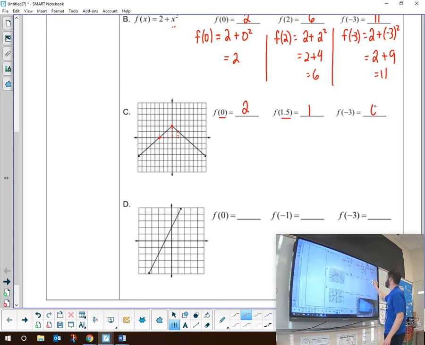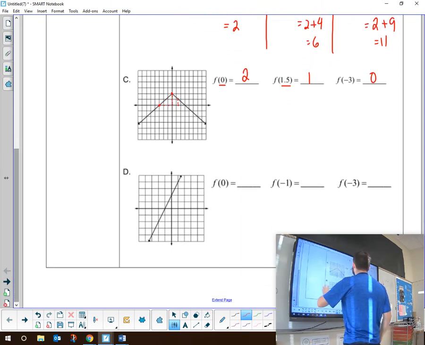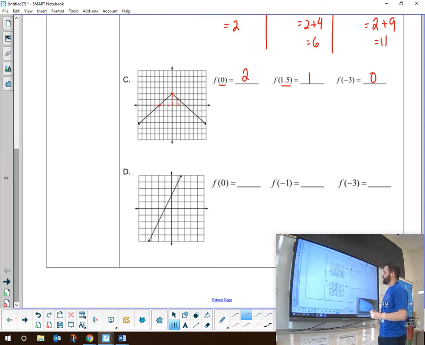It's just going to be 0. So my y value is 0 when my x is -3. Okay. What about D here? D, it says, okay, what is my y value when x is 0? Okay, we'll see x is 0 right in the middle, so we're going to go up to where my line is. Okay, my line is right here. So we're going to find out, when x is 0, what is my y? It's going to be 2.